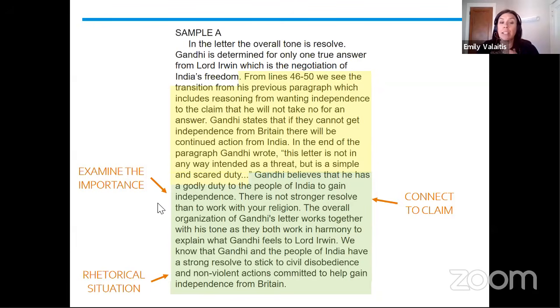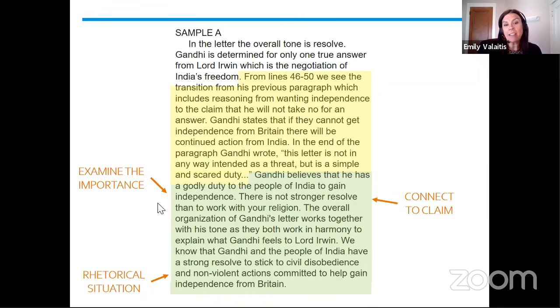I also think the student does a really nice job of building up to that example. And while it might not necessarily be commentary, it's helping us to better understand the importance of the example itself. The student connects back to the claim next by writing, there is no stronger resolve than to work with your religion. And if you go back to the first sentence of this paragraph, in the letter, the overall tone is resolve. So now I wish the student used a different word there, but again, at least it's connecting to the claim. So everything is tied up nicely.